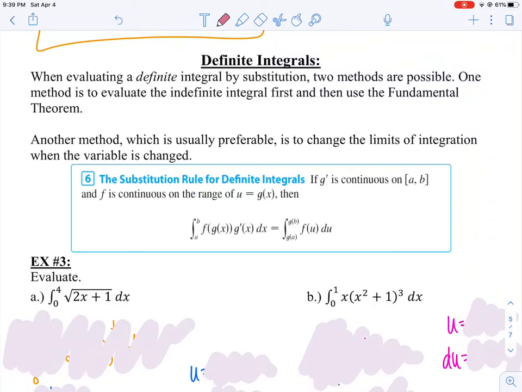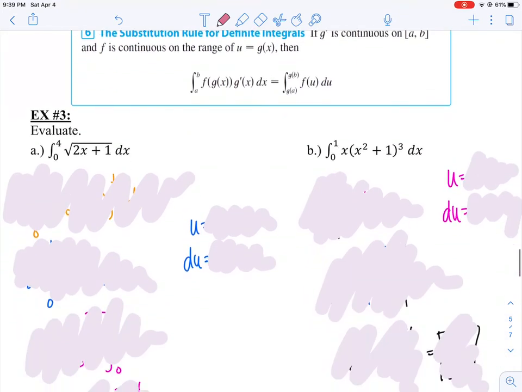Okay, the last half of 5.5 is just combining our idea of U-substitution and definite integrals. So now we're just going to be finding the area underneath the curve from a to b, just like we were before, but in order to integrate, we might have to use our U-substitution idea from our previous videos. So look at example number 3a with me.